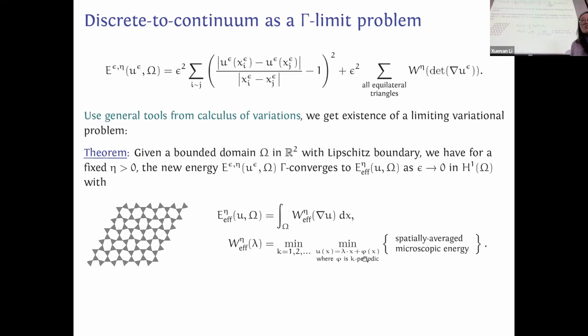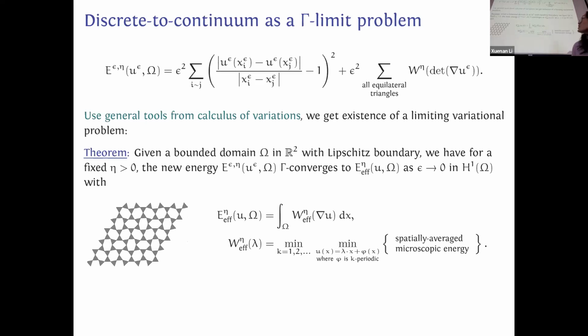And here I didn't tell you the energy. The energy is some form like that. So I think people here are probably not extremely familiar with this formula. So let me explain a little more about this formula. So what's happening is, if we want to consider an affine deformation, let's consider U is an affine deformation, for example, lambda dot x.